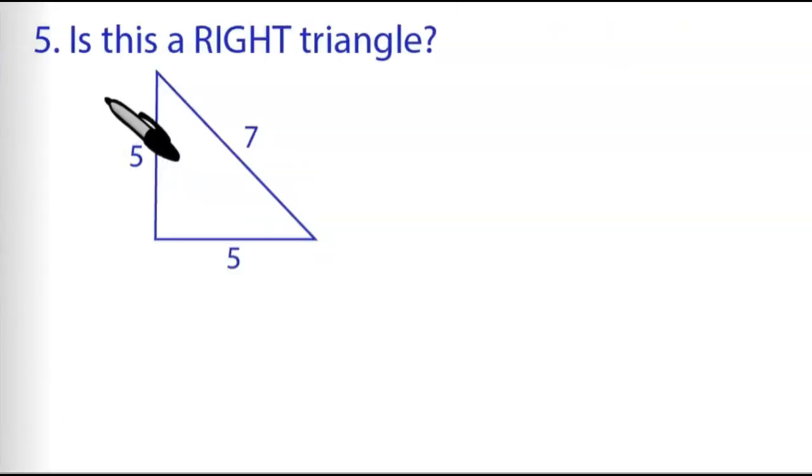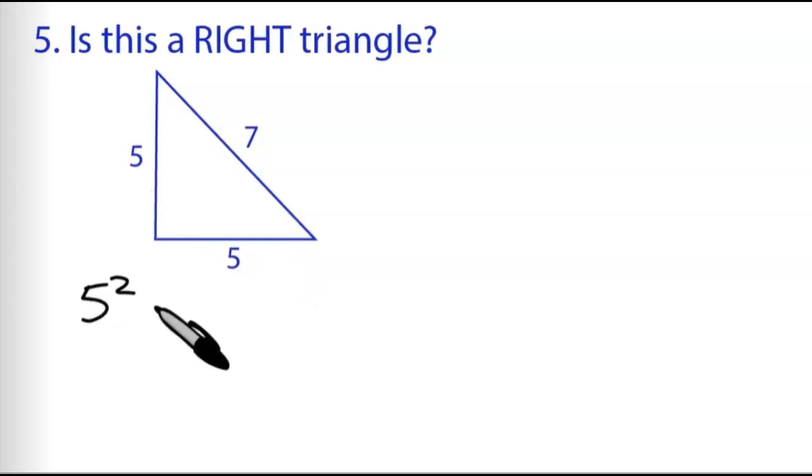For problem 5, we need to decide, is this a right triangle? We're given this triangle right here, and we're shown that 2 of the edges have a length of 5, and 1 of the edges has a length of 7. And so if this is a right triangle, this would be the hypotenuse. This is the longest side. This would be the hypotenuse. So that would be the value C in our equation. And these would be A and B. So let's put those in.